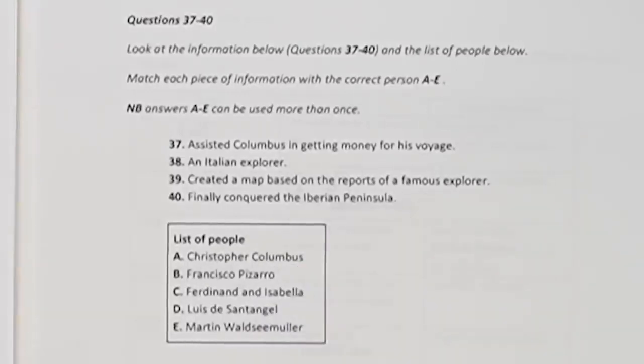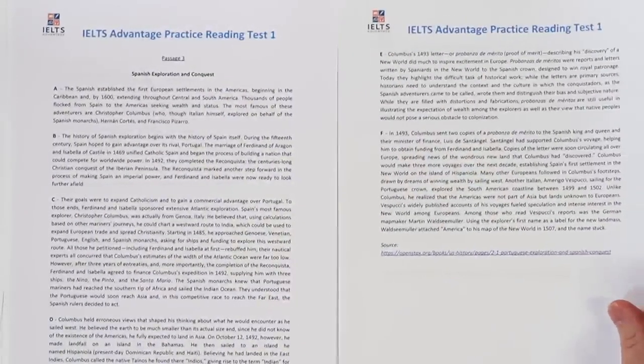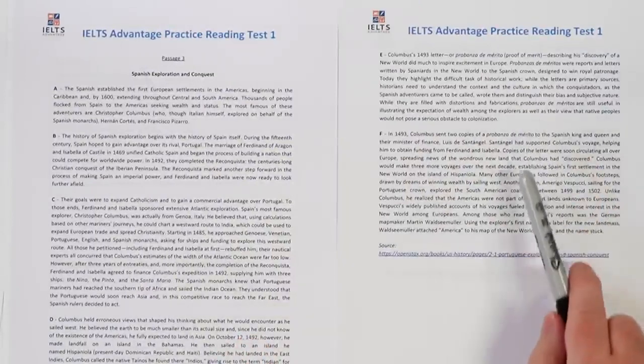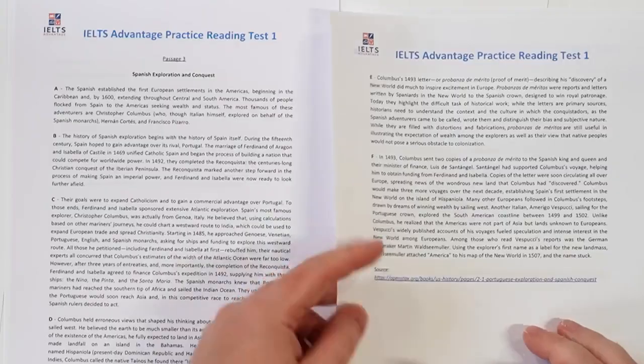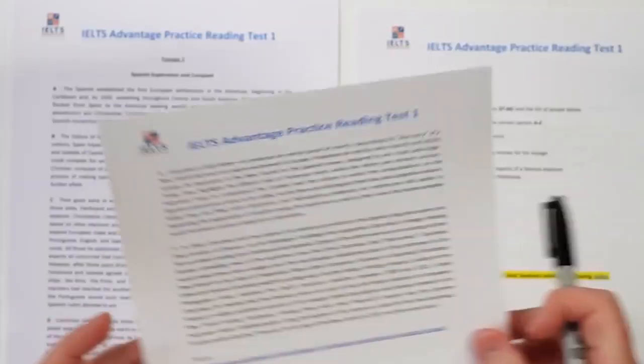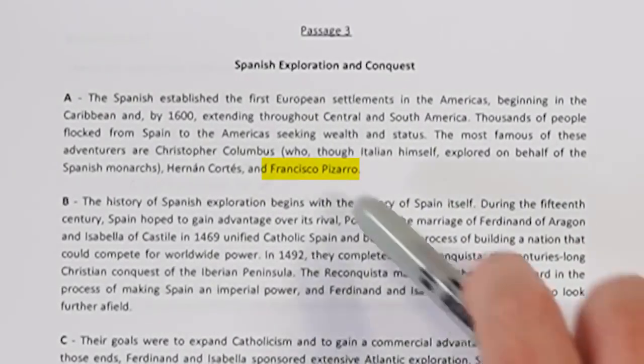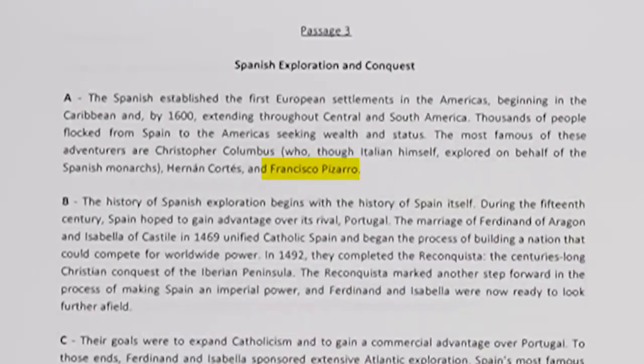So Christopher Columbus, where is Christopher Columbus mentioned? He's mentioned in this paragraph, this paragraph, this paragraph, and this paragraph. So that's going to be quite difficult because he's mentioned a lot of times. Let's narrow it down a little bit by finding people who are not mentioned all over the place. So Francisco Pizarro. Francisco is mentioned here. He's only really mentioned here, so we can, again, we're moving on.